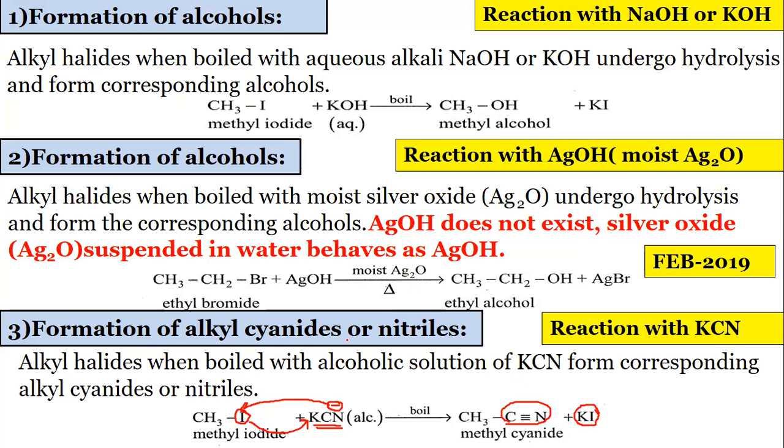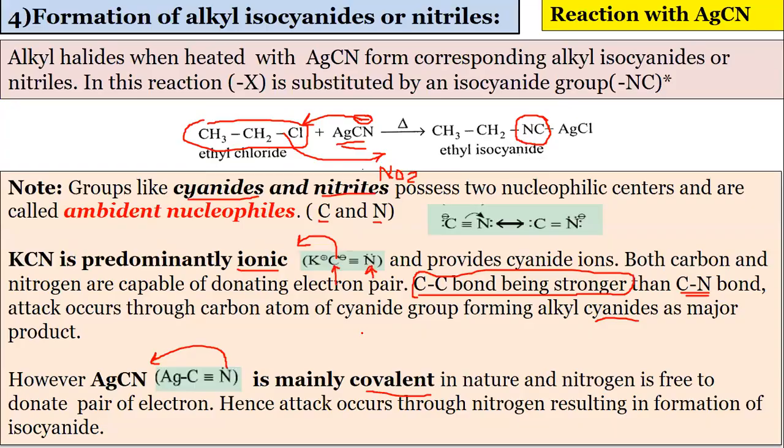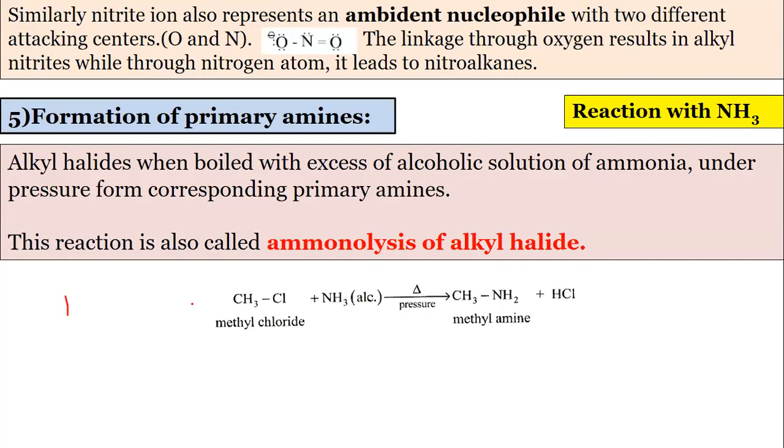Please try to understand. These are very important reactions, and the other reactions are very easy. In the case where ammonia is added, the chlorine will be replaced with NH2, and one hydrogen will combine with Cl, and we get HCl. This is a normal, very simple reaction. This is called ammonolysis of alkyl halide. Ammonolysis means the ammonia group is introduced in this methyl chloride.